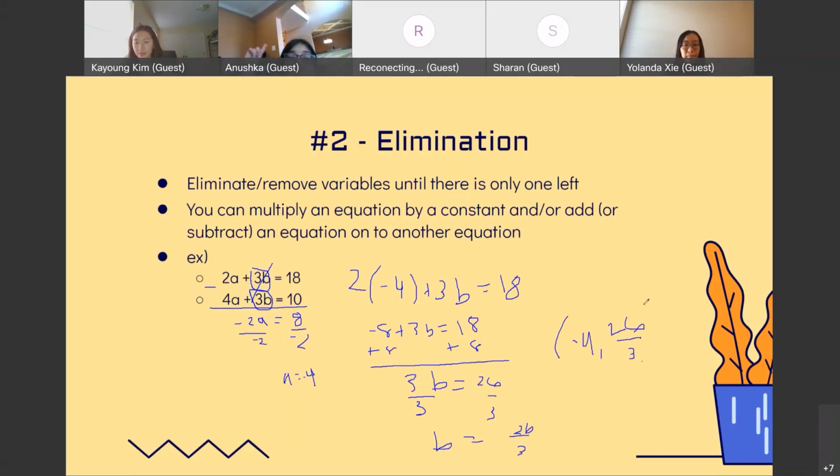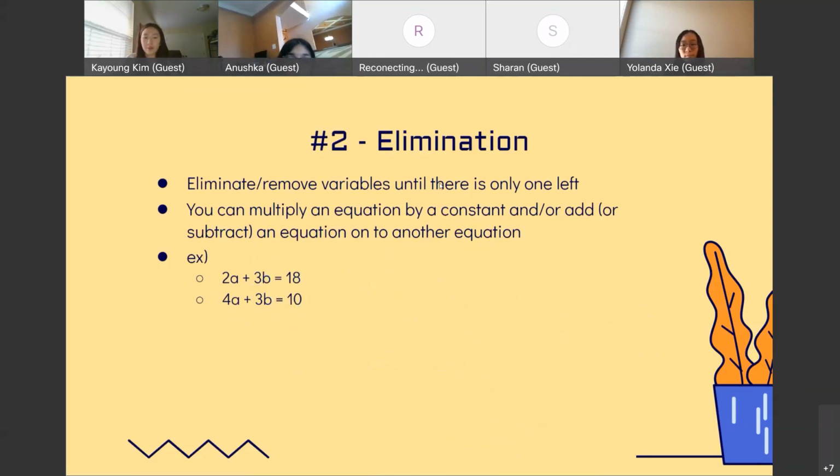So basically, this time I just had to subtract. Sometimes you'll have to multiply the whole equation by a number and then add or subtract. So we'll see more examples as we go on. But the basics is that you're subtracting or adding equations together to make some variables go away.